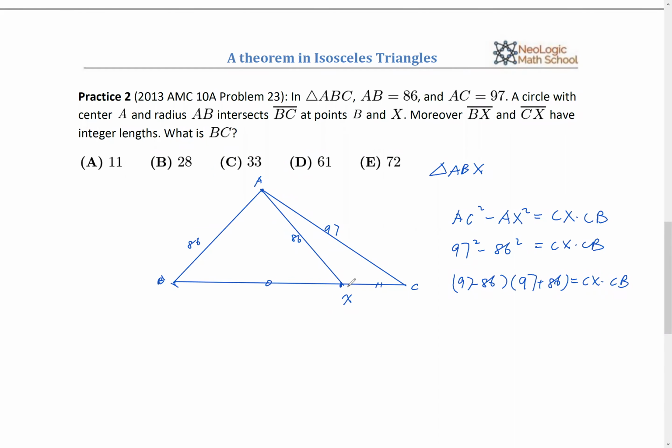CX is an integer, right? CB is also an integer. It's the sum of two integers, so this is 11. This, if you take a quicker look, is 3 times 61, 183, right? That equals CX times CB.